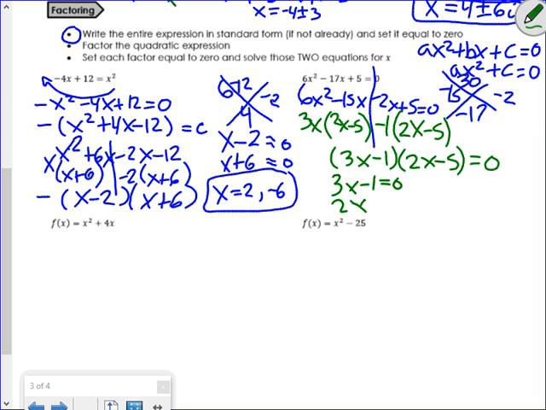Take each one of these, and set them equal to 0. So it is possible to get fractions or decimals as your answer. So if I do this one, what do I get for x? 1 over 3, or whatever that is in the decimal. And then this one.